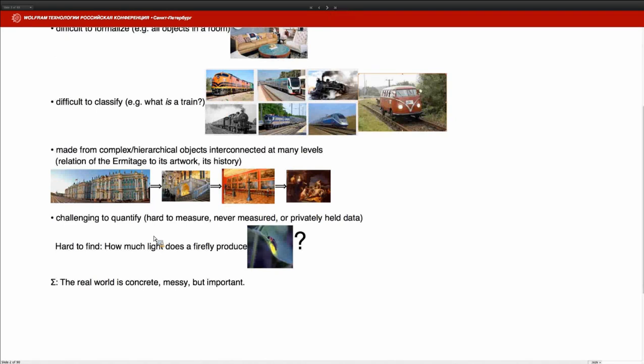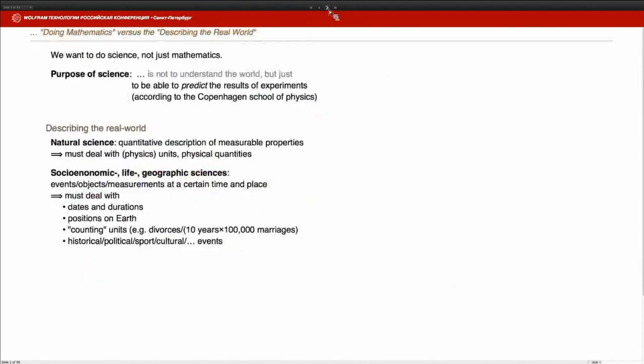It's very hard to get quantitative data about many parts of the world. For instance, recently I needed for some project to know the amount of light that comes out of a firefly. It seems like a very simple question, and it seems like you just go to Google or any biology book and look it up. You will find it's very hard to find. And the only reference I ever found is a small German booklet from 1910. Nobody has ever measured it before or after. So the real world is really concrete, messy, but of course the real world is really important. That's why we have somehow to deal with it.